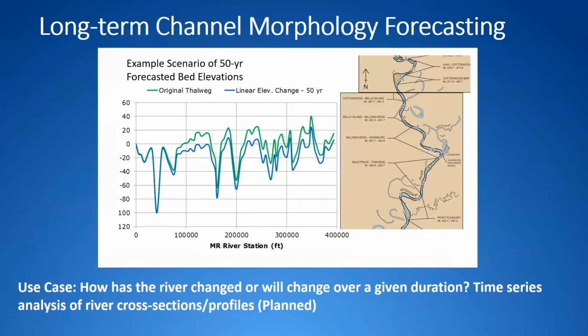The tools that I showed you, we can think of those as analyzing bathymetry in space. But since we are going to be collecting, storing and accessing bathymetry data from different resources that are collected at different times, we should also be able to analyze river bathymetry or cross-section over time. So what you see here is looking at river profiles and how the river profile has changed over time. In this case, we are looking at a scenario of how the river profile has changed in 50 years.